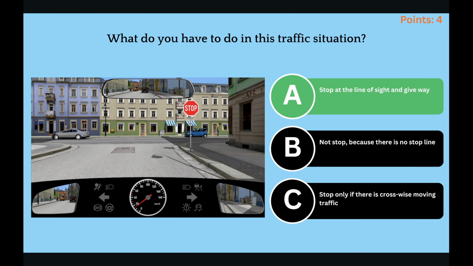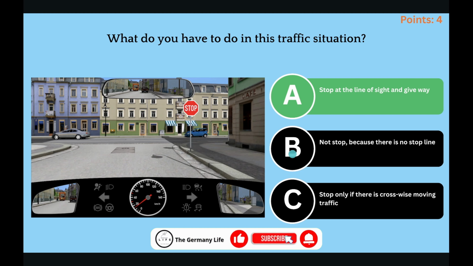A is the correct answer. Stop at the line of sight and give way. Let's go through the questions together. Stop only if there is a crosswise moving traffic. No, this is wrong. Whenever you see a stop sign, you must stop for a minimum of 3 seconds.